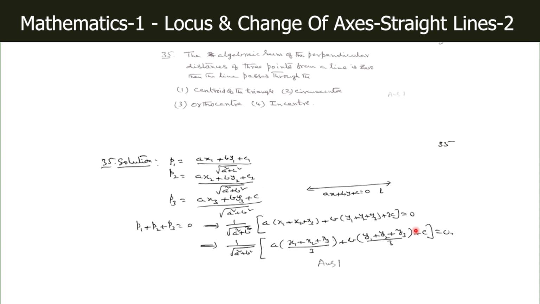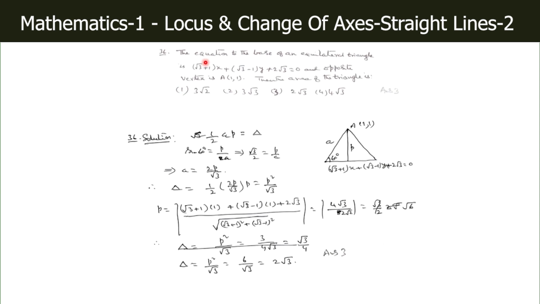So this shows that the fixed line passes through ((x1 + x2 + x3)/3, (y1 + y2 + y3)/3), which is nothing but the centroid of the triangle. So the correct option is option number 1.